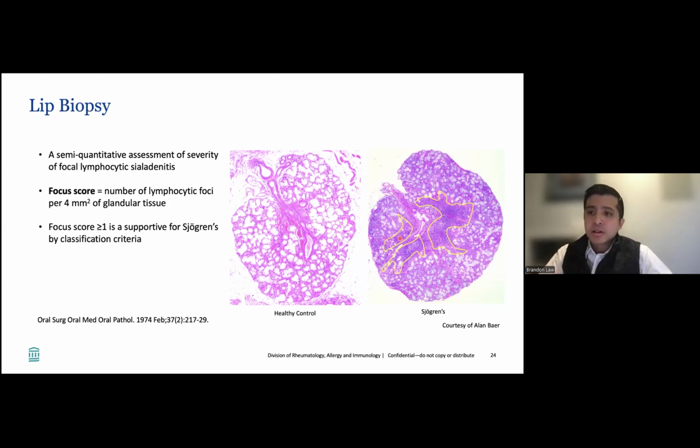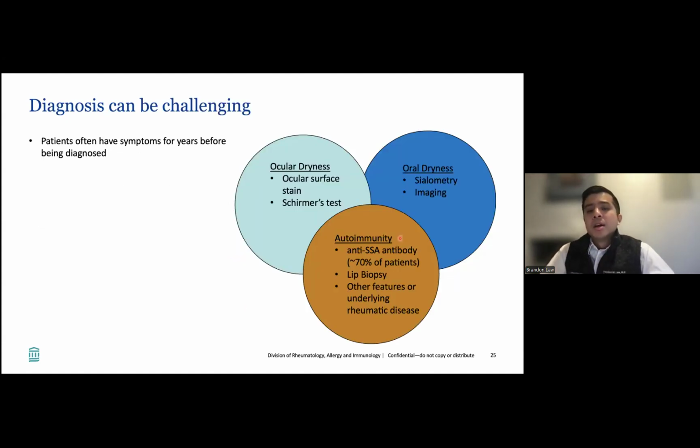And a pathologist can calculate the amount of inflammation in a score, looking at the density of inflammation per unit of area. Usually, a focus score of greater than or equal to 1 would be supportive of Sjögren's by classification criteria.